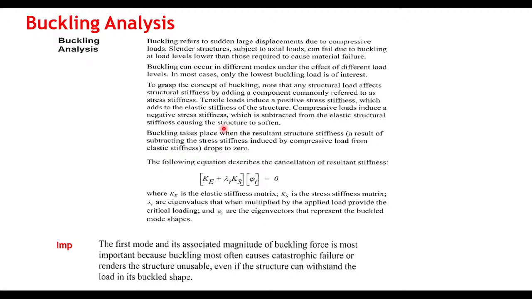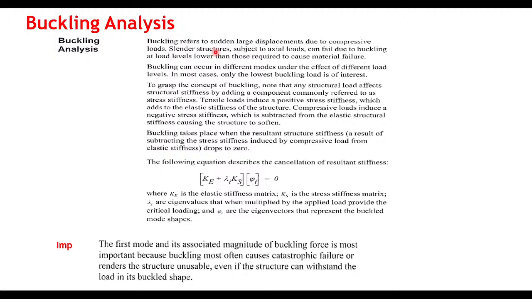First, we need to know what exactly buckling analysis is. In short, you can see the definition here. It refers to sudden large displacements due to compressive loads. Buckling happens only for compressive loads, not for tension or expansion. If we have compression in the model, due to that load, sudden slenderness and sudden failure will happen in the model due to axial loads. That we call buckling.